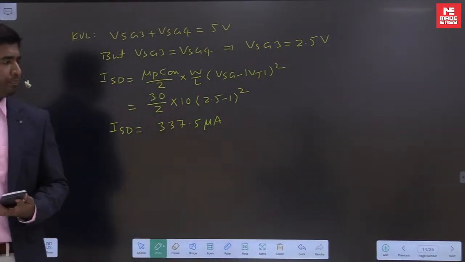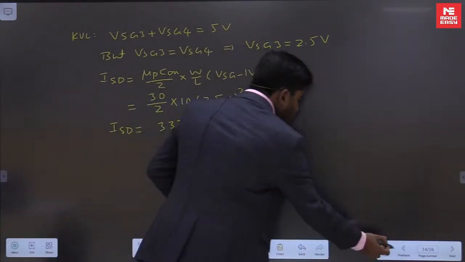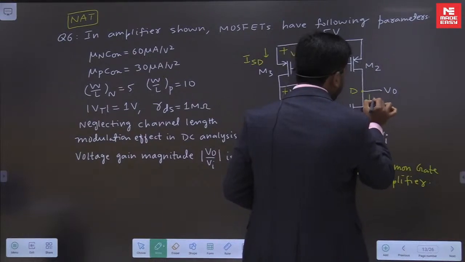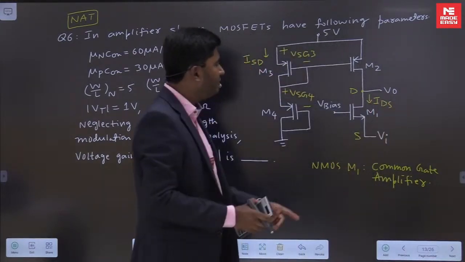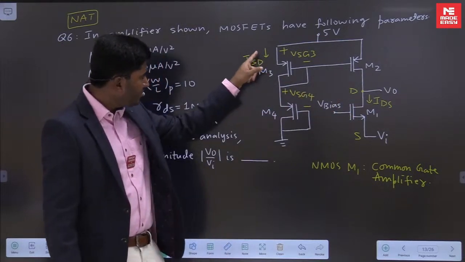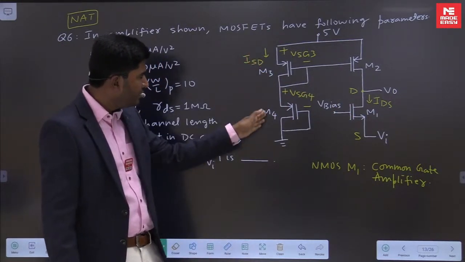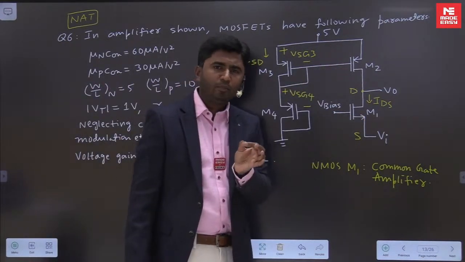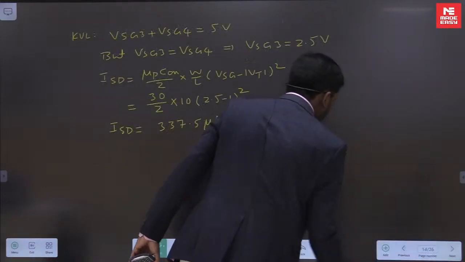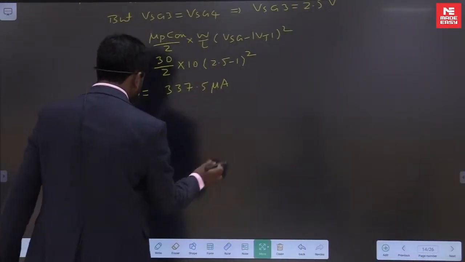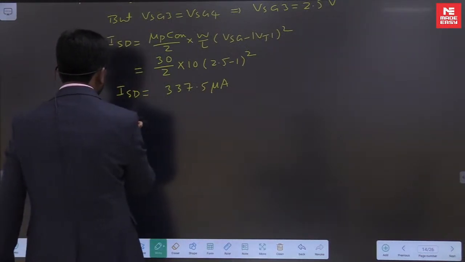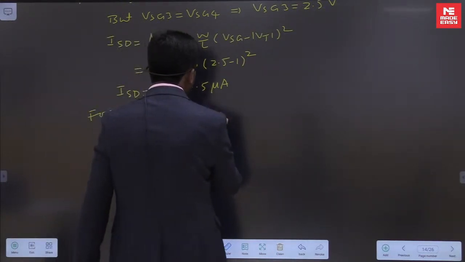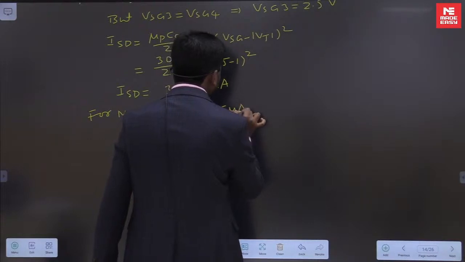337.5 microampere. Now use the property of current mirror. Whatever current flows here, the same current should flow here. So in this way, the drain current of M1 should be equal to how much? The same current. This current we found as 337.5 microampere, the same current will flow here. We are using the property of the current mirror. So for MOSFET M1, the drain current is equal to 337.5 microampere. We have used the property of the current mirror.